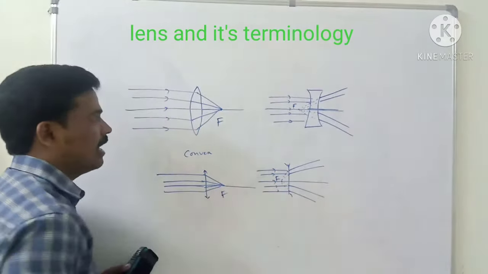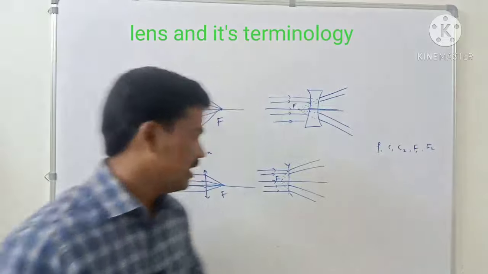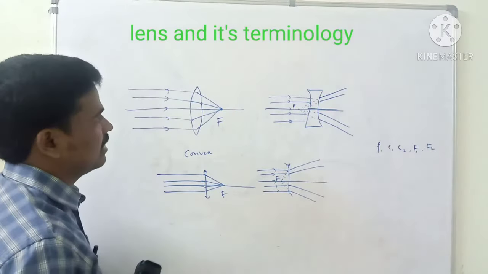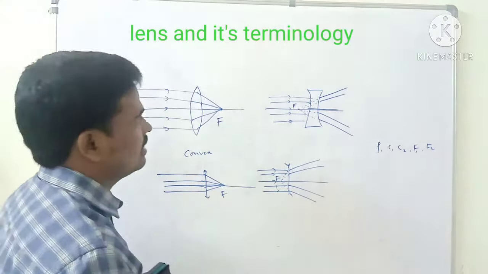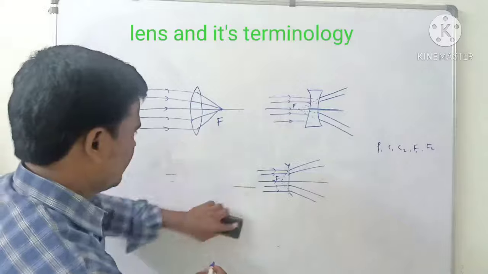Another term is there. We learned P, C1, C2 and F1, F2. If we have two sides, we have a focus on each side, denoted by F1 and F2. So now we have the optic center, centers of curvature, and foci. Another point is the radius. The radius is the distance from the curvature to the center. Let us draw another diagram.